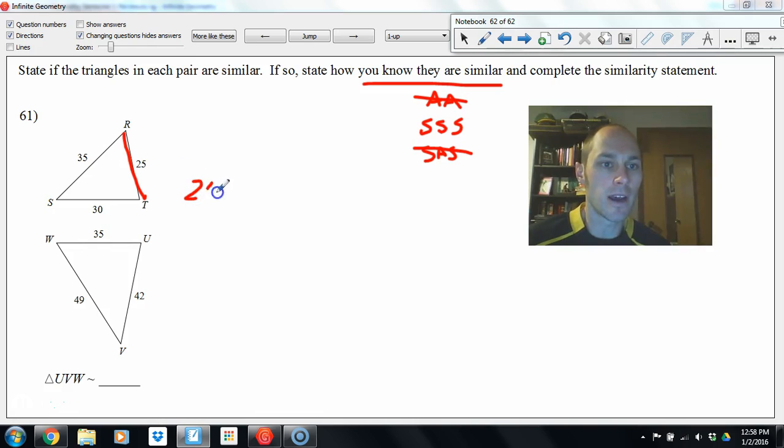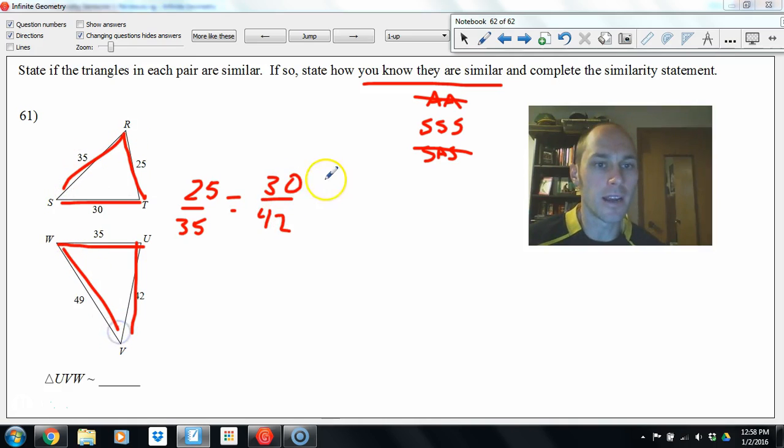RT is 25. That's the smallest side, so it should match up with the smallest side in the other triangle, 35. Should be equal to, the next smallest is 30 and 42. And then those should match up with the largest sides, 35 and 49. And let's simplify those, see if they're all in the same ratio.